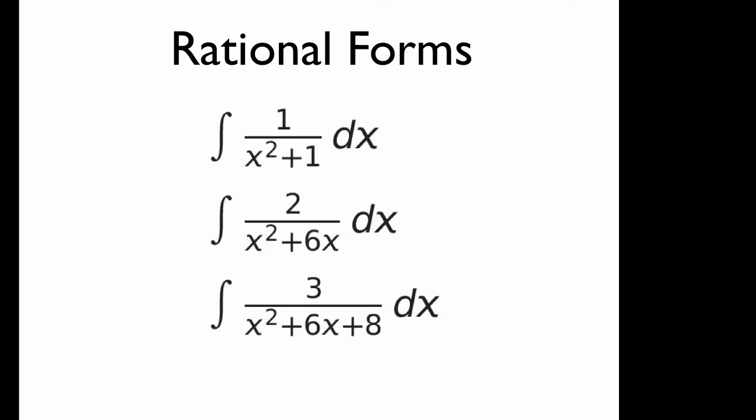So another form that you'll see often is rationals. When it's rational like this, if it's just 1 over x squared, we can turn that into x to the negative 2 and solve with powers. But if there's anything else going on in the denominator, then we might have to use one of these other types of techniques.